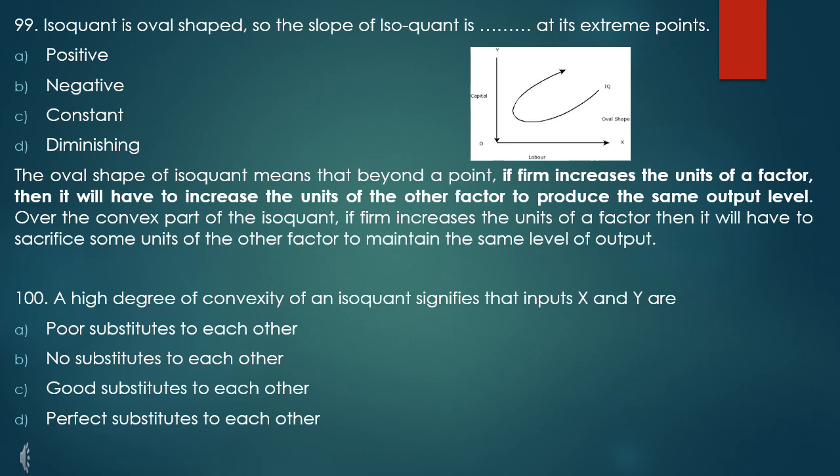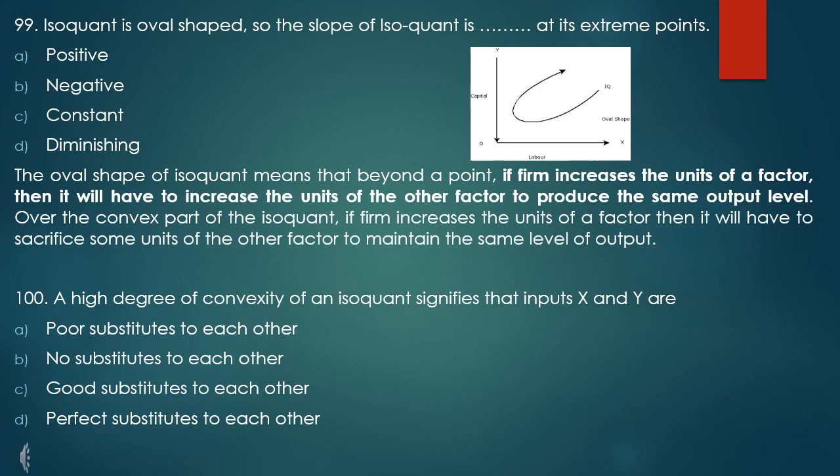Question number 99. If an isoquant is oval shaped, the slope of the isoquant is ___ at its extreme points: positive, negative, constant, diminishing. The oval shape of an isoquant means that beyond a point, if the firm increases the units of a factor, then it will have to increase the units of the other factor to produce the same output level. Over the convex part of the isoquant, if the firm increases the units of a factor, then it will have to sacrifice some units of the other factor to maintain the same level of output.